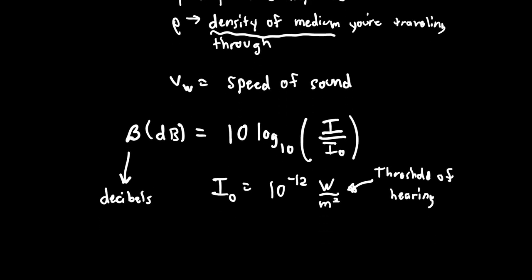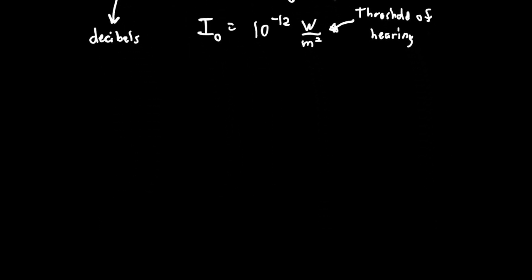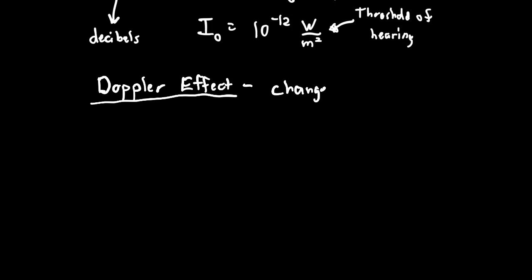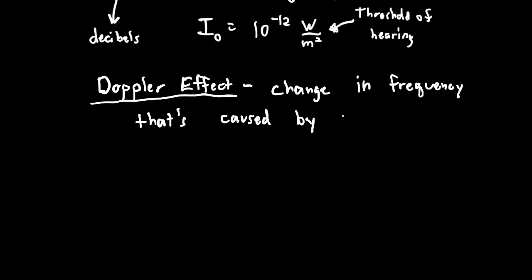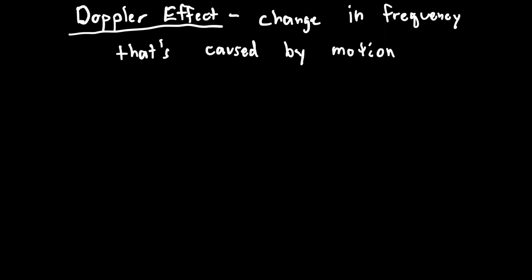Now, other interesting things happen with sound, not just decibels, not just loudness. The most useful characteristic of sound is typically something we call the Doppler effect. So this is an ambulance. When an ambulance goes by, the pitch seems to change. So this is a change in your frequency that's caused by motion. So the ambulance frequency isn't actually changing. It just sounds like it is because it's moving towards you or away from you.